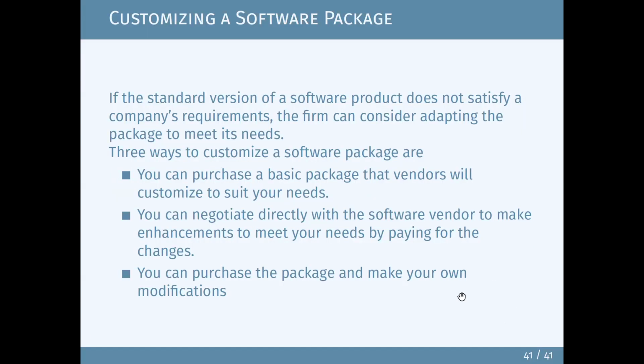Right. So, last slide for today. If the standard version of a software product does not satisfy company requirements, the firm can consider adapting the package to fit its needs. So the idea is you might make some changes. How do you do that? There are three ways of customizing a software package. You can take the basic package and ask the vendor to customize it. Or you negotiate directly with the software vendor to make enhancements to meet your needs by paying a charge. Or you can purchase the package and make your own modifications.